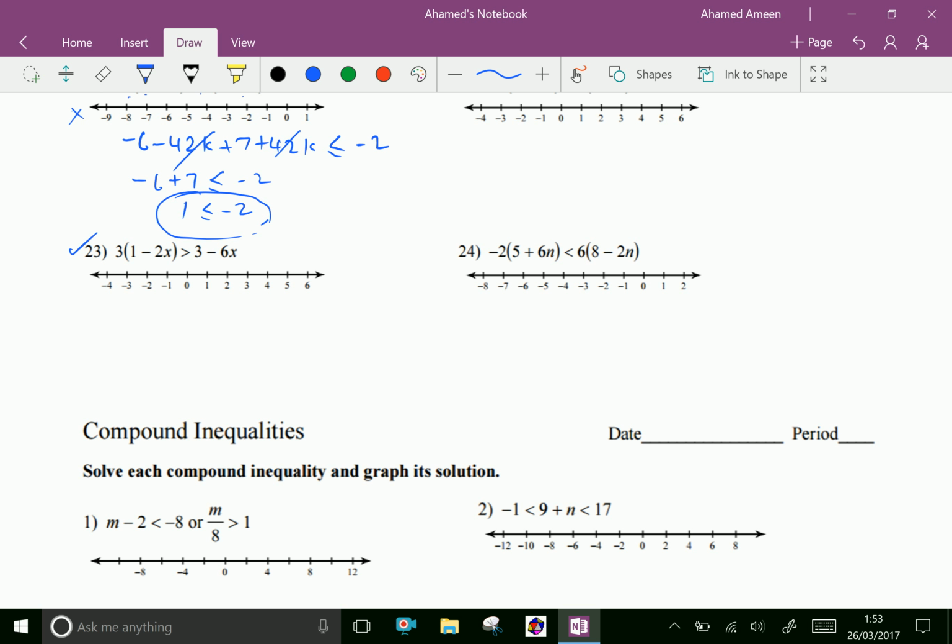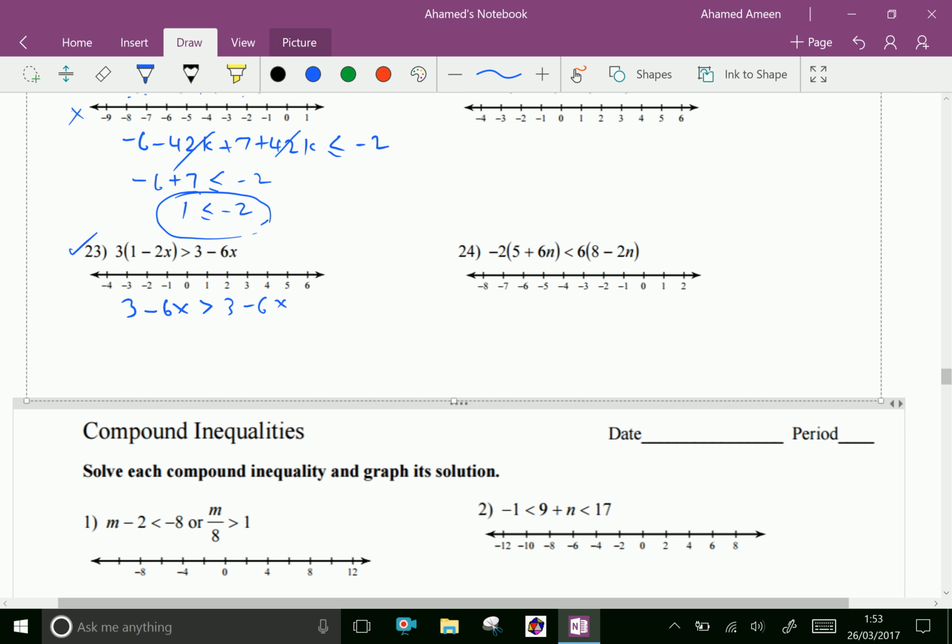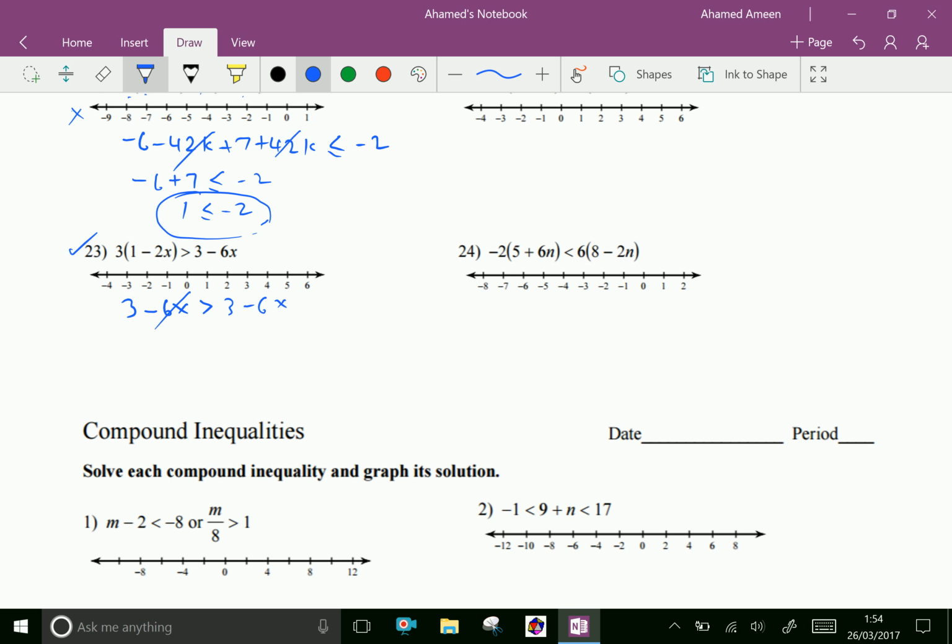3 bracket 1 minus 2x is greater than 3 minus 6x. 3 into 1 is 3. 3 into minus 2x is minus 6x. So 3 minus 6x is greater than 3 minus 6x. Here, minus 6x and minus 6x cancel on both sides. 3 is greater than 3. Here also, there is no meaning, so this inequality has no solution.